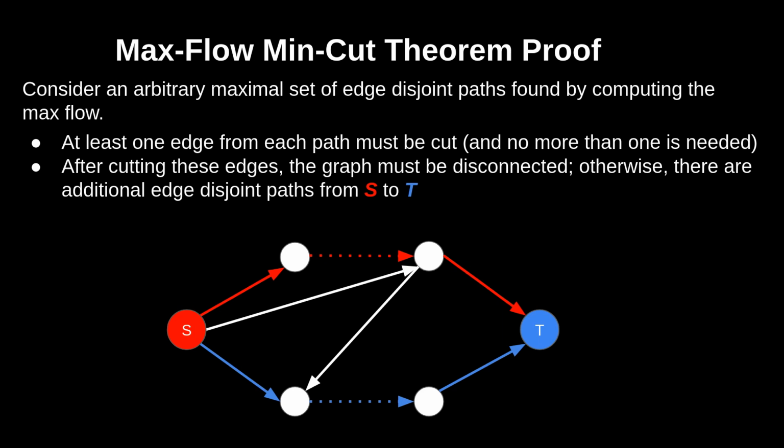And after cutting these edges on each of these paths, S and T must be disconnected, because if after cutting these edges S and T were not disconnected, that would imply some additional path is still connecting S and T, contradicting the fact that we have found the maximal set of edge disjoint paths. So we can kind of separately prove a lower bound and an upper bound and show that they must be exactly equal.